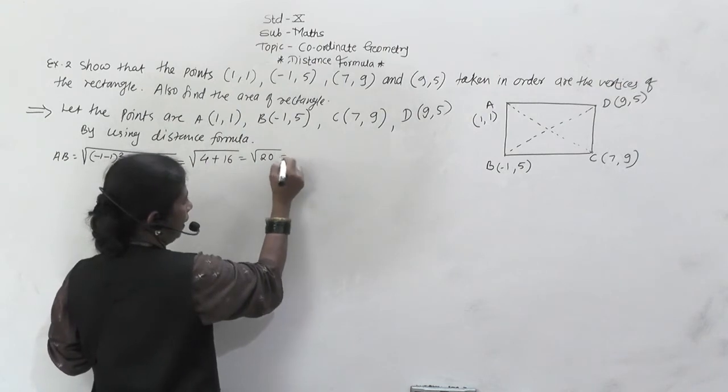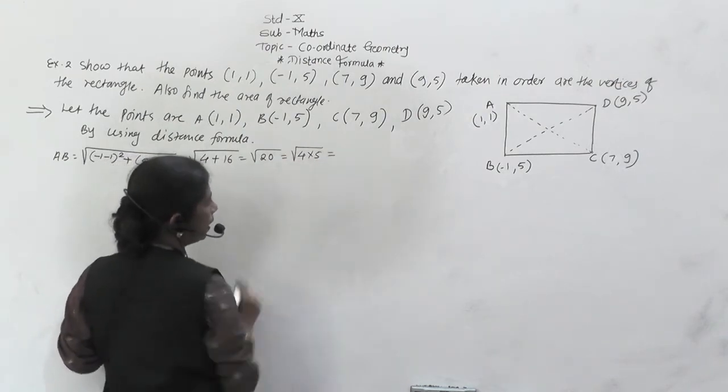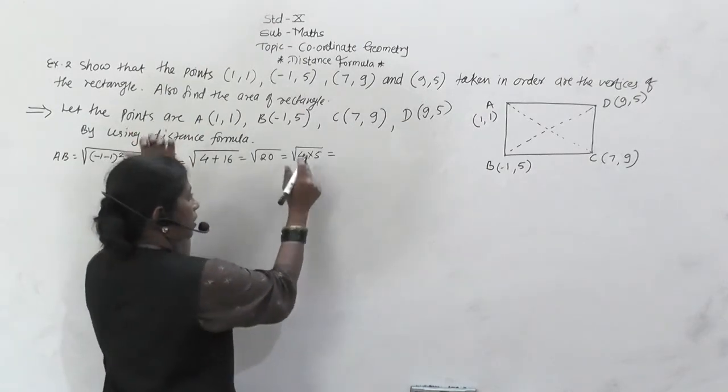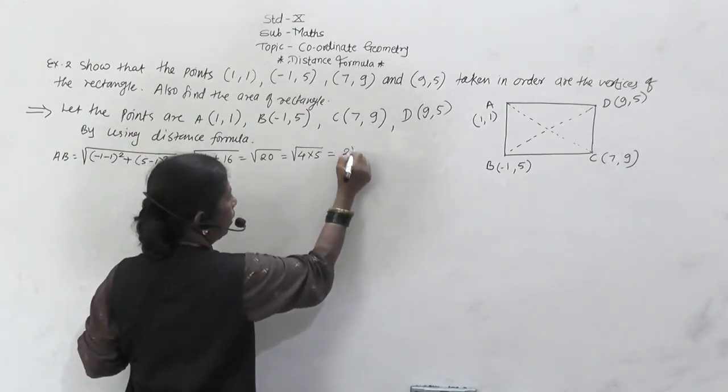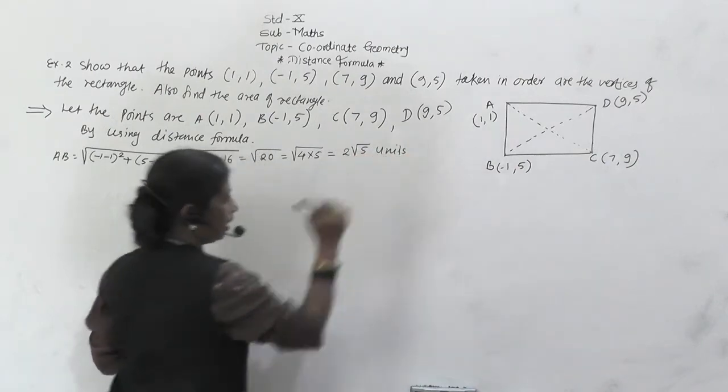20. Now we will find the factors of 20. 4 into 5, 4 5s are 20. So what is the square root of 4? 2. You will get 2 root 5 units. Correct? This is the distance of AB.